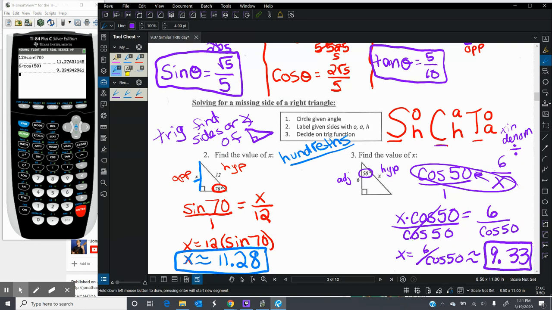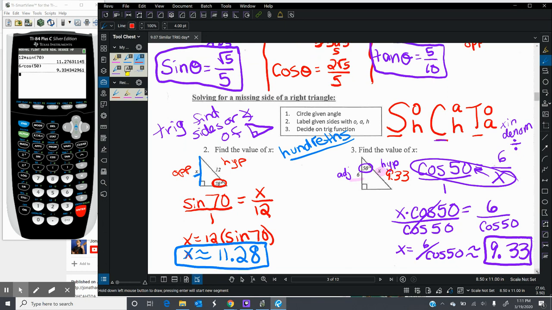So looking at the diagram, that does make sense for the context here. This is our hypotenuse, x, and it should be longer than the 6. So 9.33 is a sufficient answer. So that's setting up trig functions, finding a side. We're going to jump right ahead into finding an angle.